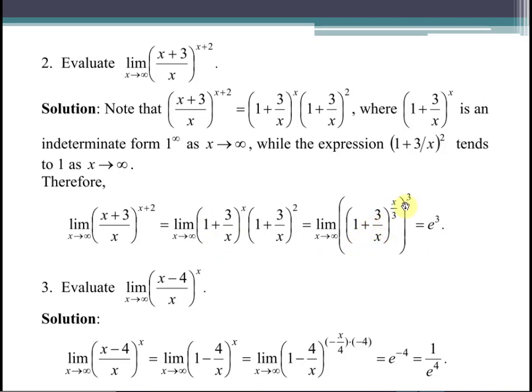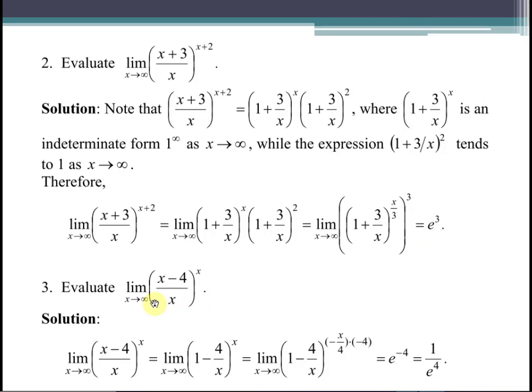Here again, one more time, we need to divide and multiply by 3. And it gives the second fundamental limit. And hence we have the answer e cubed.